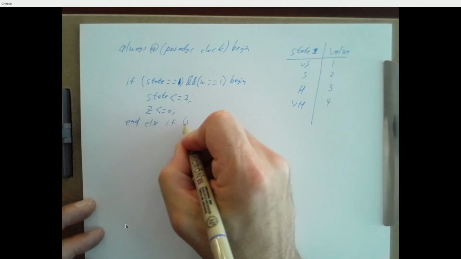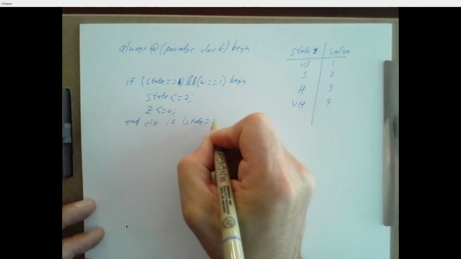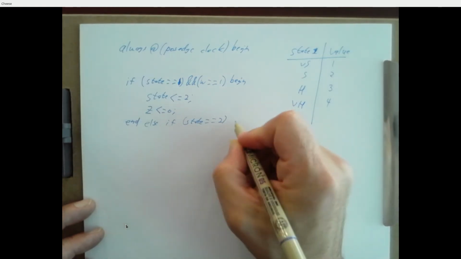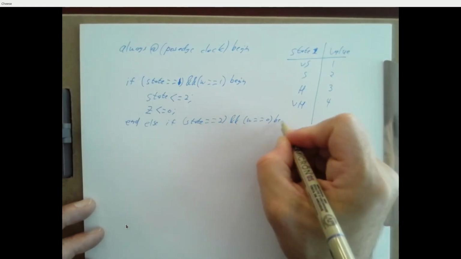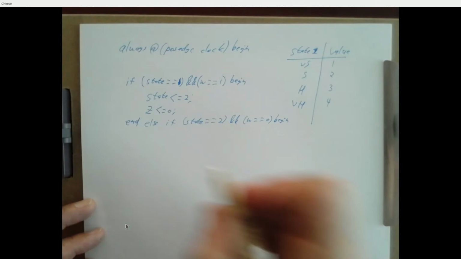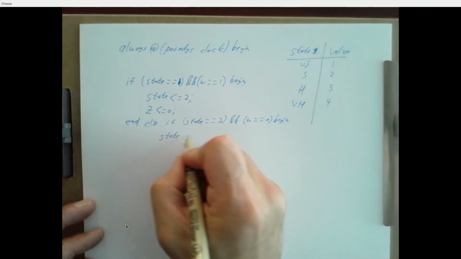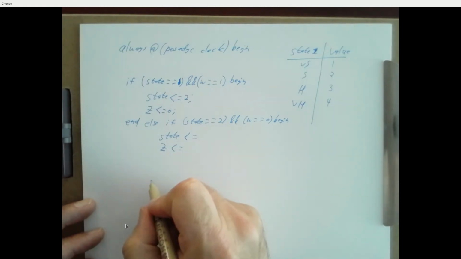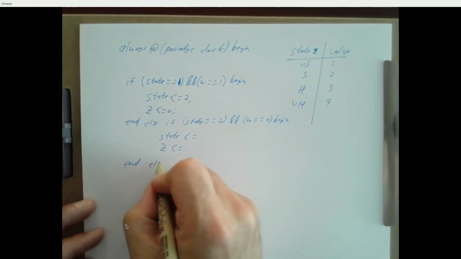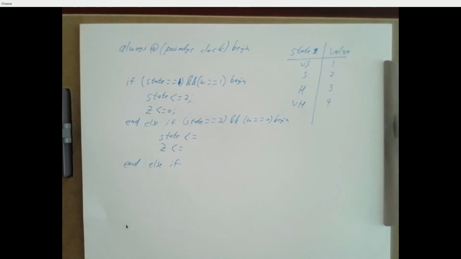Else, if our state is 2 and the weather is 0, then look at your diagram, see what the state should be, see what the output should be, and so on.